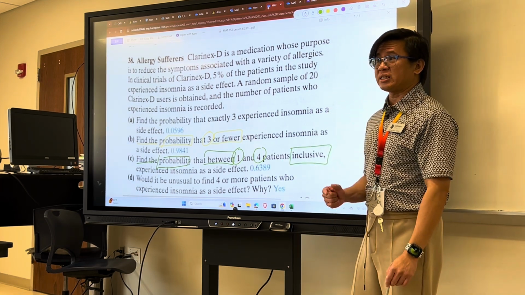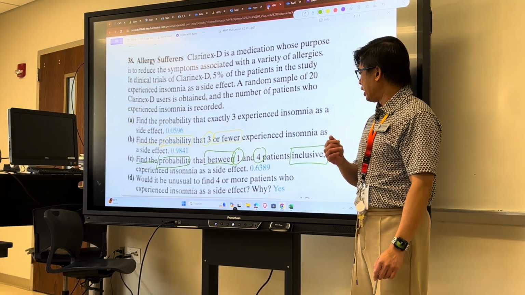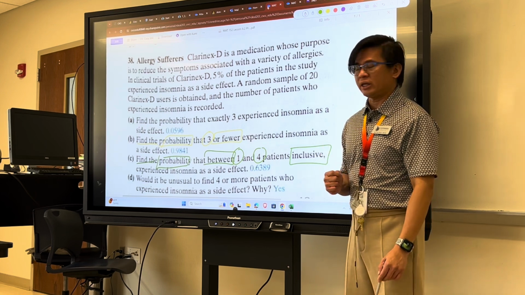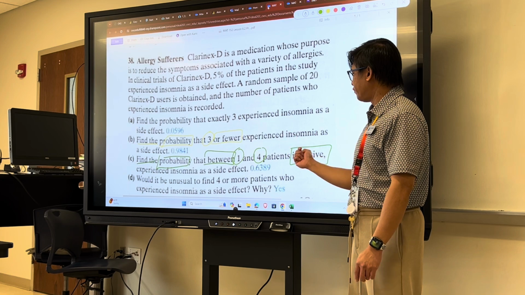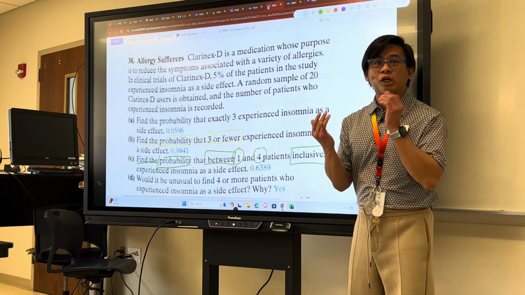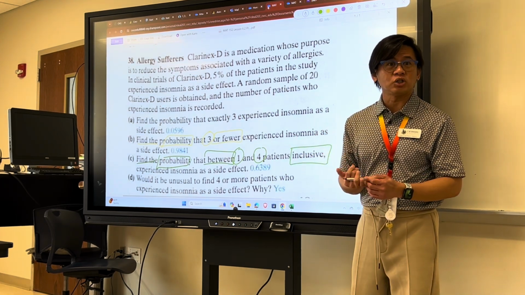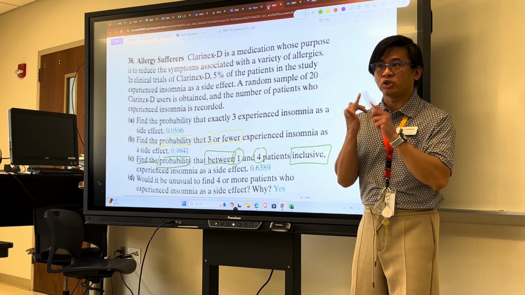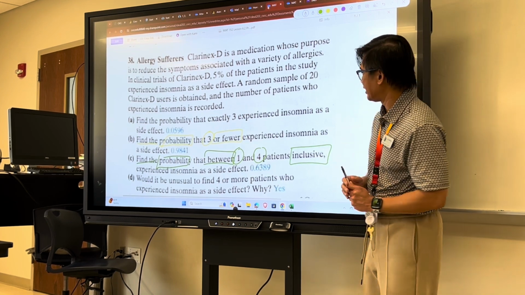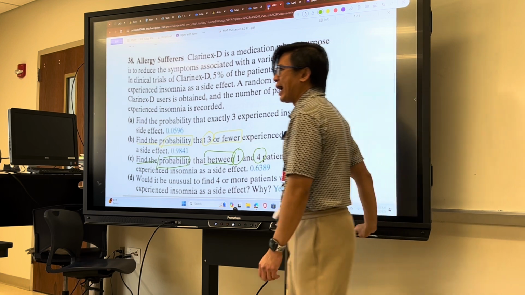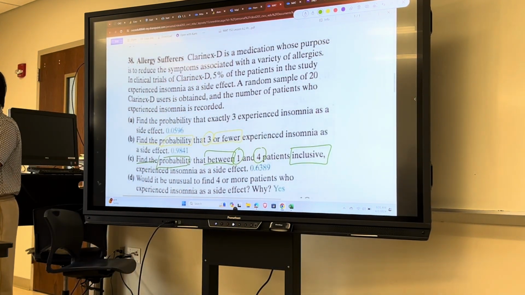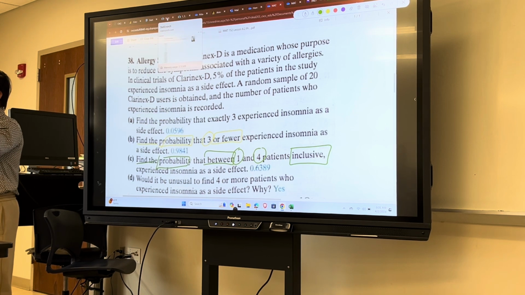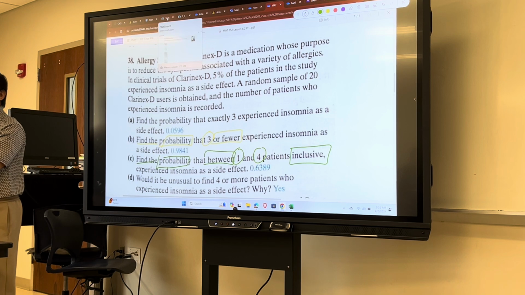It says between 1 and 4, but it says inclusive. In short, it includes 1 and 4 patients as well. So definitely that's 1, 2, 3, 4. So let's see how we can work on this, okay? Let's go back to our StatCrunch. As you may notice, I keep on switching from StatCrunch to Desmos. At least you have 2 options to work on, okay?